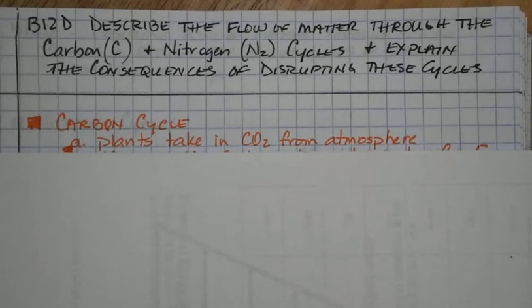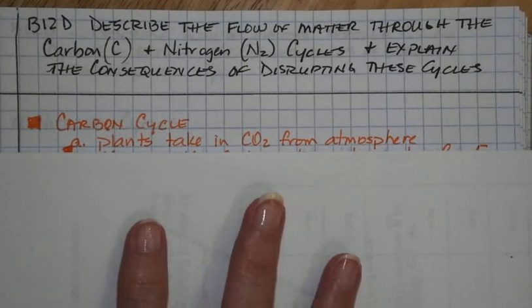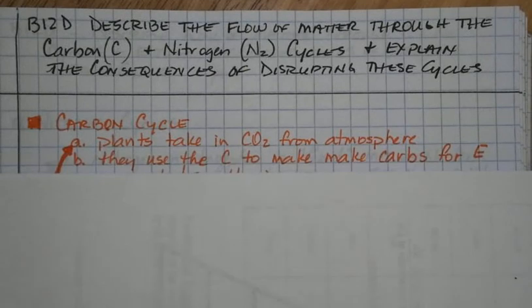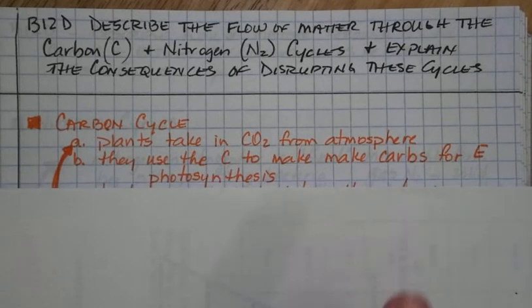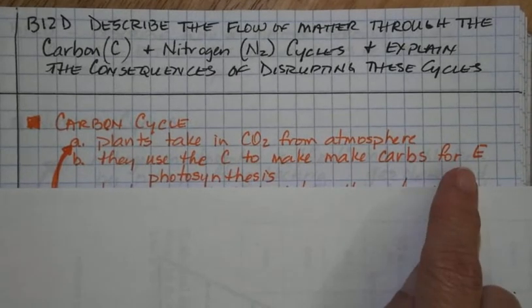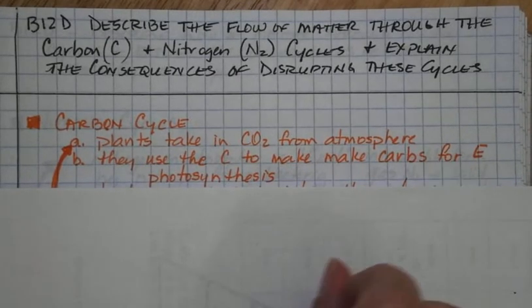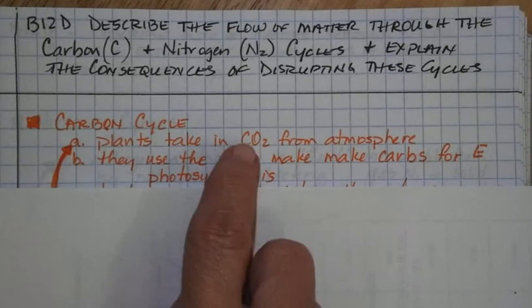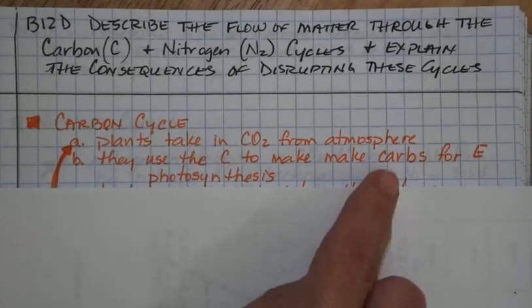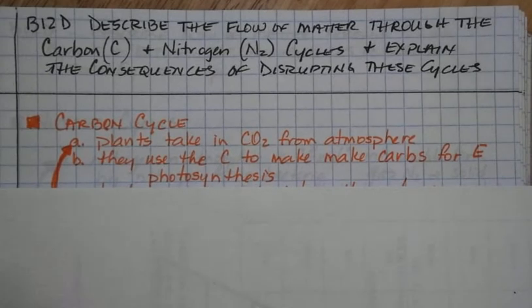They use the carbon dioxide and water to go through that process of photosynthesis, right? So letter B, they use the carbon to make carbohydrates for energy. Anytime again that you see capital E in science, it's typically going to stand for energy. So we know that they're going to take the carbon out of this carbon dioxide, and they're going to use it to make carbohydrates for energy, and they do it in that process called photosynthesis.